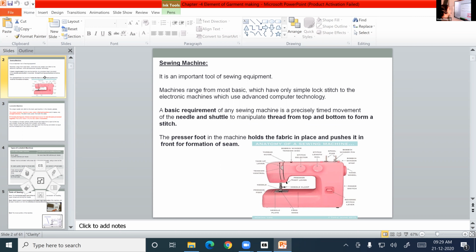And the machine ranges from most basic, which has only simple lock stitch, to the electronic machine which has advanced computer technology. Now machines with advanced computer technology are available, like we can do printing in that. Machines like that are also available now.